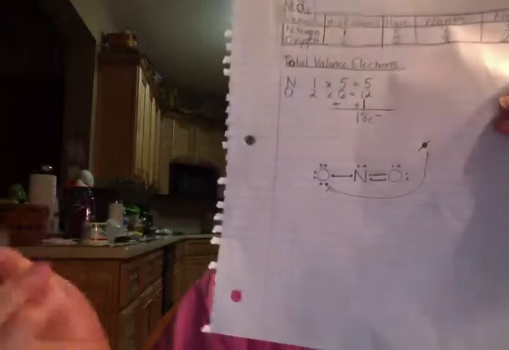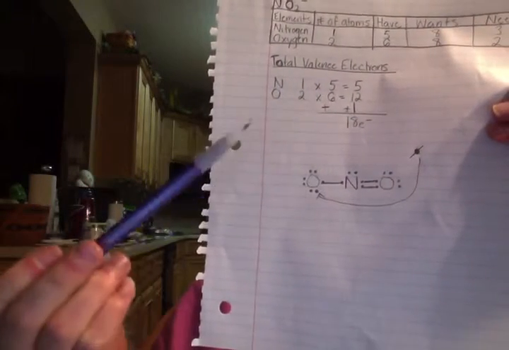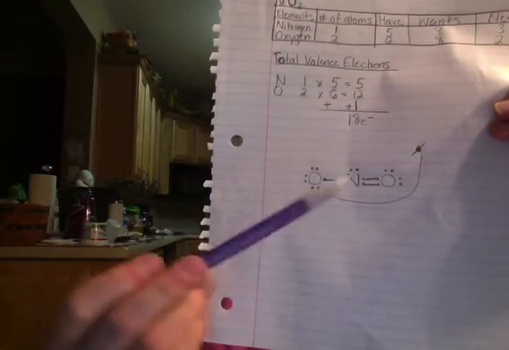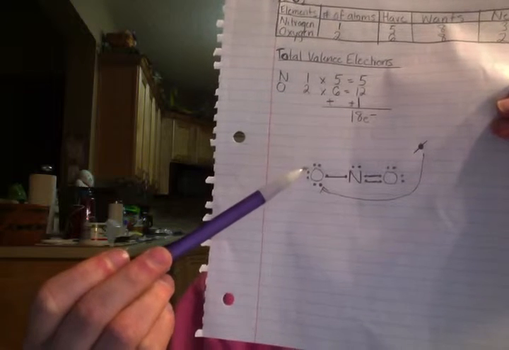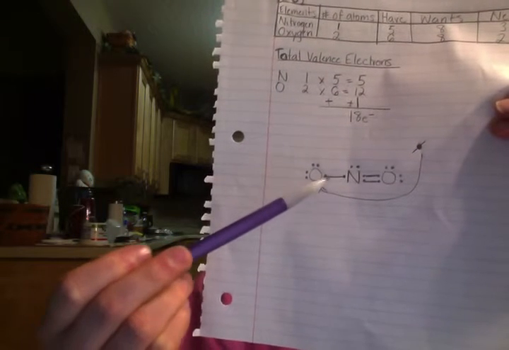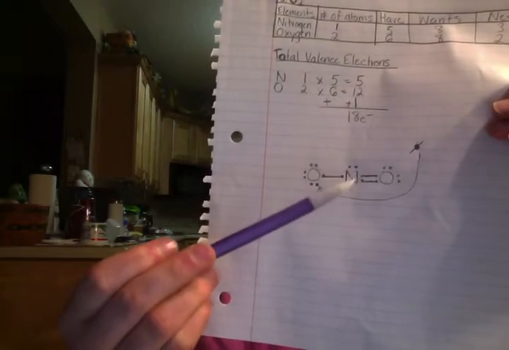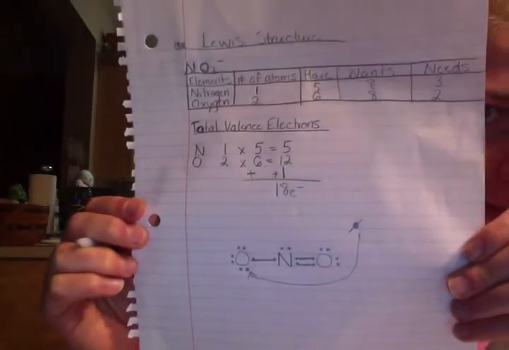And to make sure that your Lewis dot structure is right, you make sure you have a total of 18 valence electrons. So you count 2, 4, 6, 8, 10, 12, 14, 16, 18. So that equals 18. So your Lewis dot structure is right. And I'll let you look at the whole thing again. And that's how you do a Lewis dot structure.